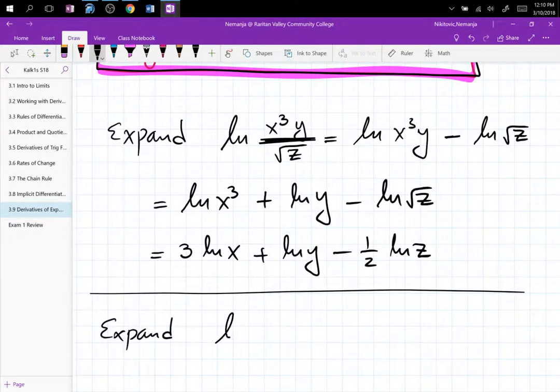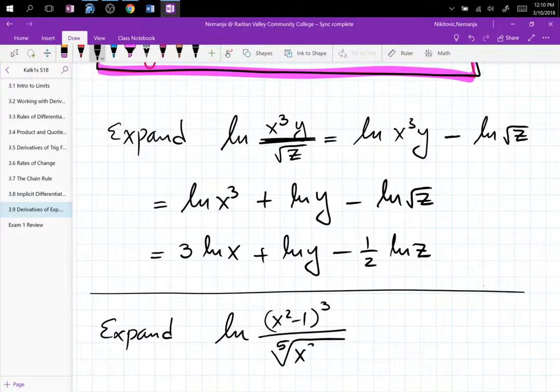Expand. Ln of x squared minus 1 cubed divided by, let's go with the 5th root of x cubed plus 1.